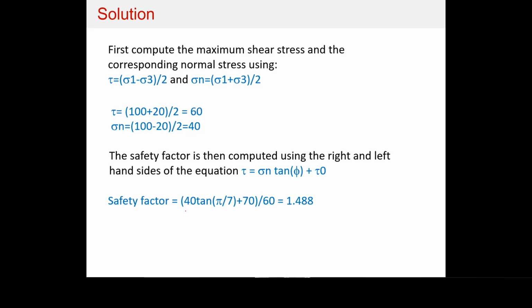So I can put this back into the equation. I probably just write it there. So you have 60 equal to or smaller than 40 tangent of pi over 7 plus the cohesion 70. Now, if this is larger, then the material is safe. If this is larger, then the material is less safe.